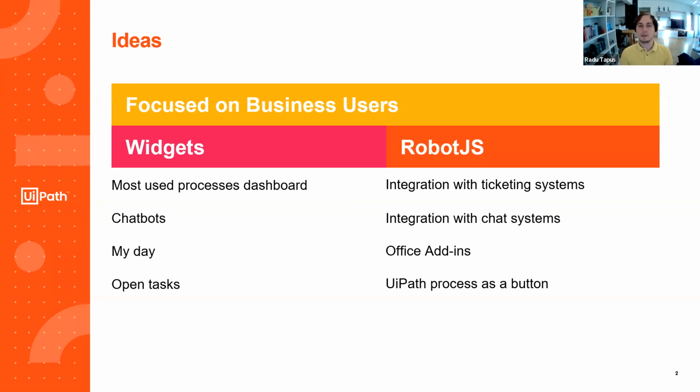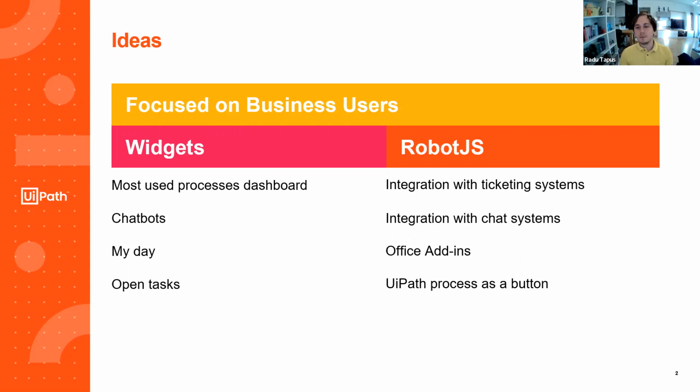Something similar with chat systems. For example, if you offer support through chat, have a command or button that would take the chat and create a ticket in Salesforce or ServiceNow or whatever. Also, robot.js can be used to create integrations with Office. Think about Outlook. For each email that starts with invoice underscore, have a button that, when you press it, downloads the attachment and runs a process according to it.